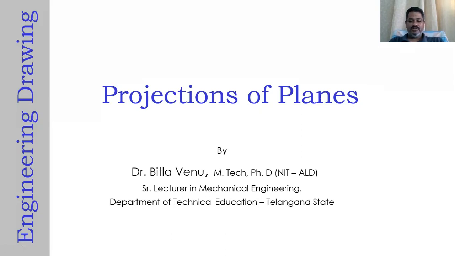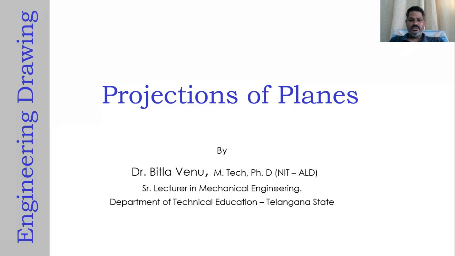Projections of planes. In my last session, we have seen projections of points and lines in different cases. We discussed when the point is in front of VP, when the point is above the HP, and lying on the planes itself. In the case of the projections of lines also, we have seen the different cases when the line is parallel to HP, parallel to VP, inclined to HP, inclined to VP, and also when the line is inclined to both the planes. But in this session, we will discuss the projections of the planes.